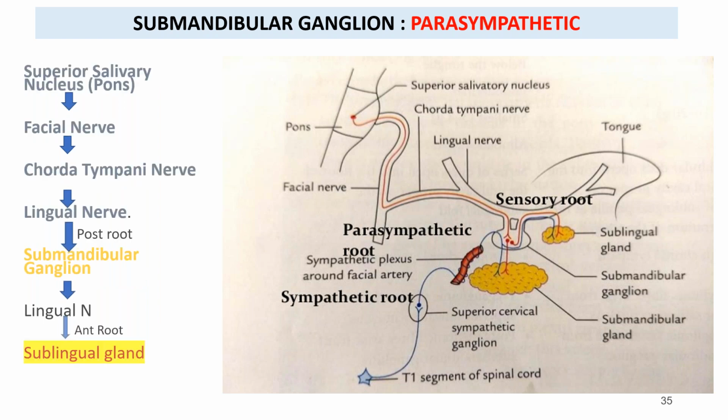But what's happening with the sublingual gland? Till here, the pathway is similar, that through the posterior root, it reaches the submandibular ganglion. But in the submandibular ganglion, the postganglionic fibers will be carried through the anterior root back into the lingual nerve, and it reaches via the lingual nerve back into the sublingual gland. So from the submandibular ganglion, it will reach by this anterior root, which should be written over here.